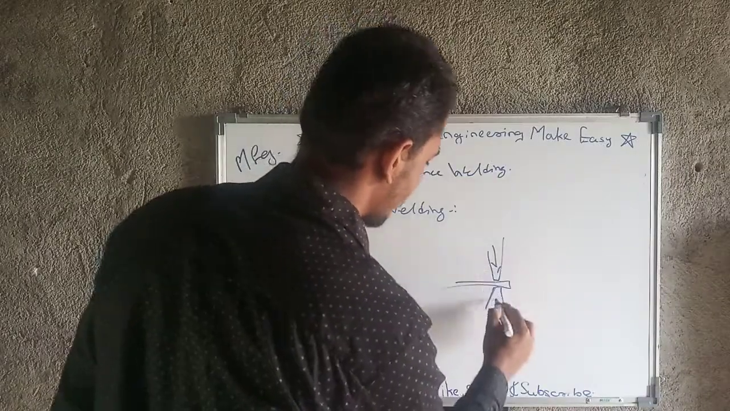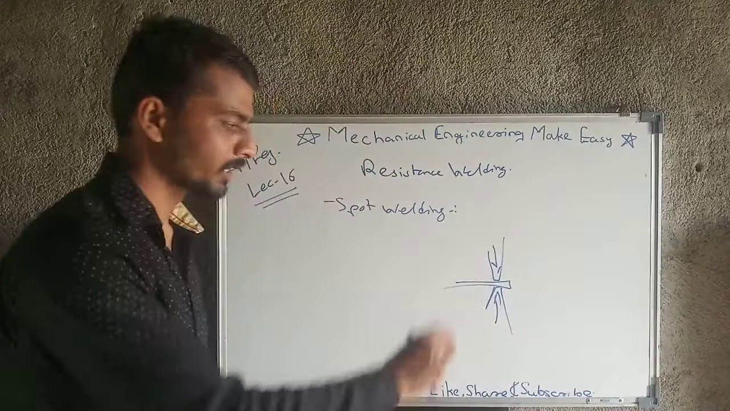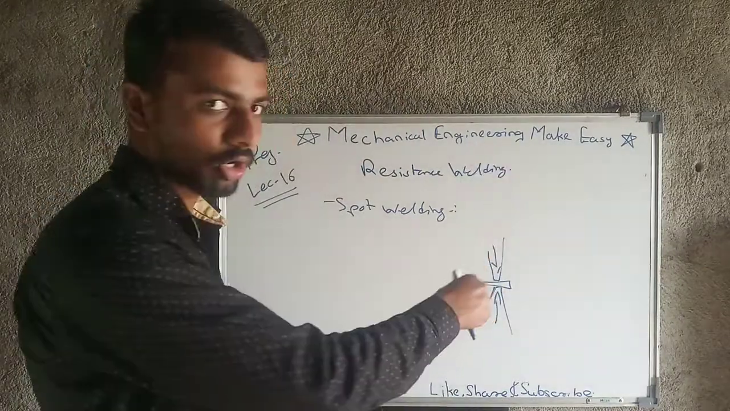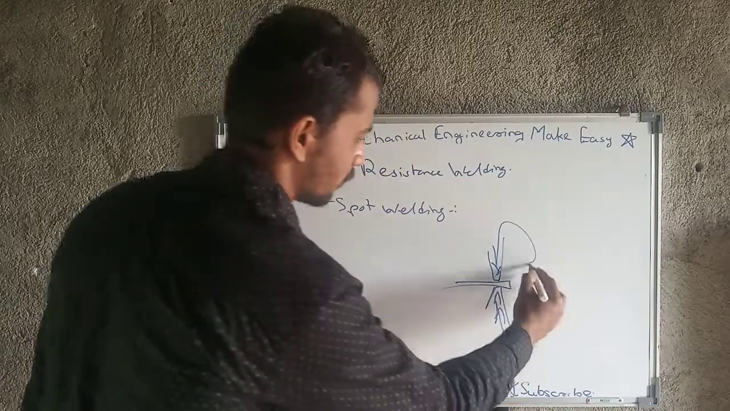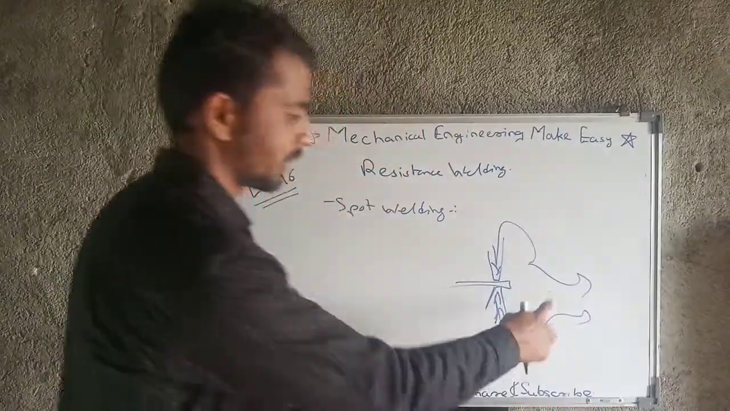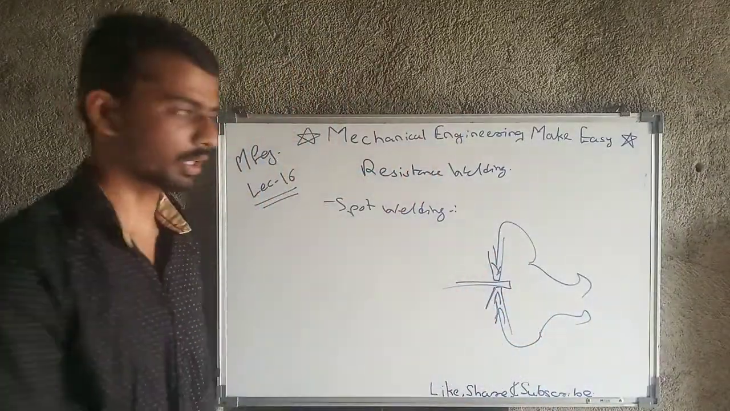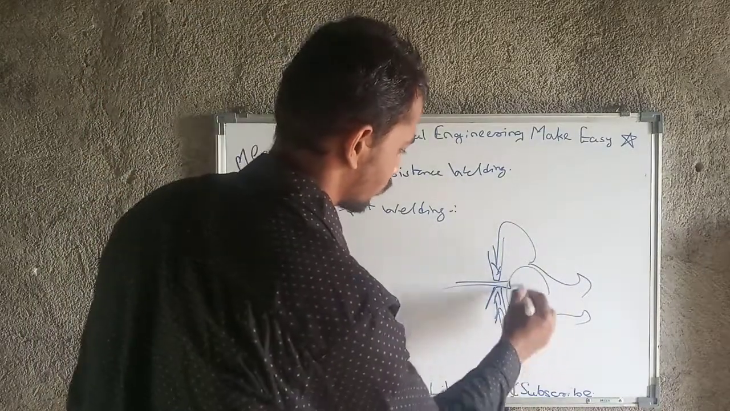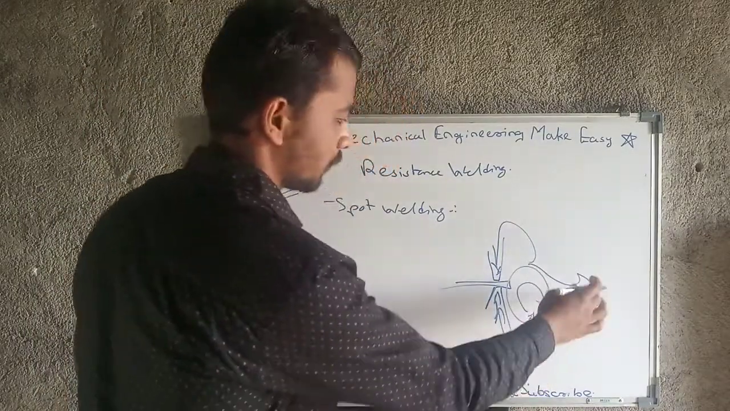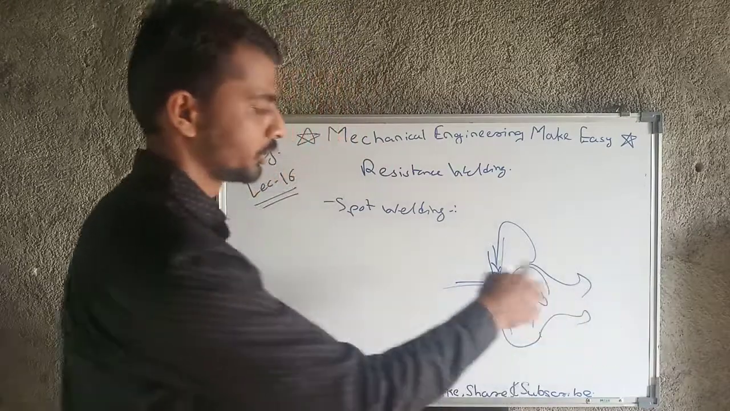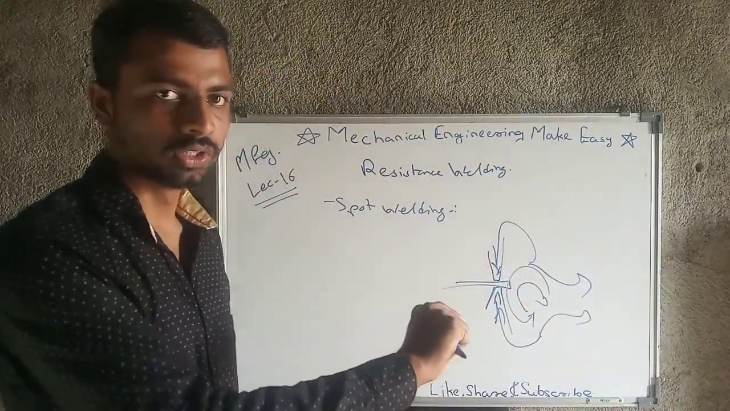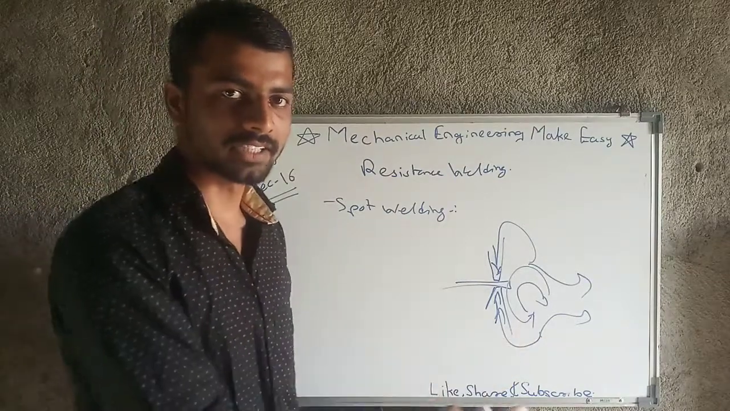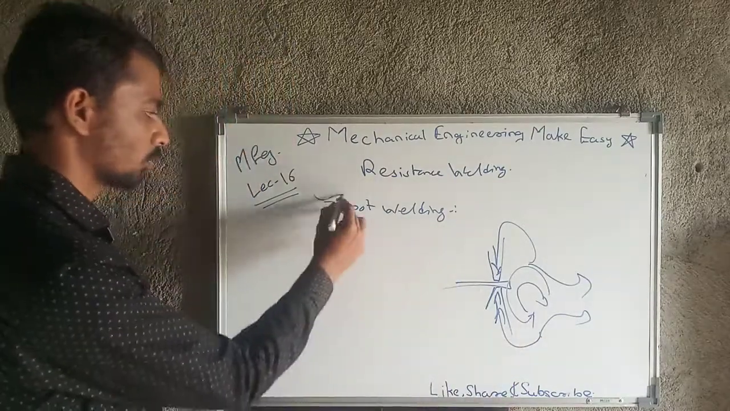Firstly the pressure will be applied from both sides. Okay, pressure applied, then current on, means current will flow from both sides. That will depend on the positive and negative supply given to which electrode. Current may flow one way or the other way, depending on the positive and negative supply given to which joint. Okay, means firstly pressure is applied, current on, then current off, and then pressure released. That is the process of spot welding.